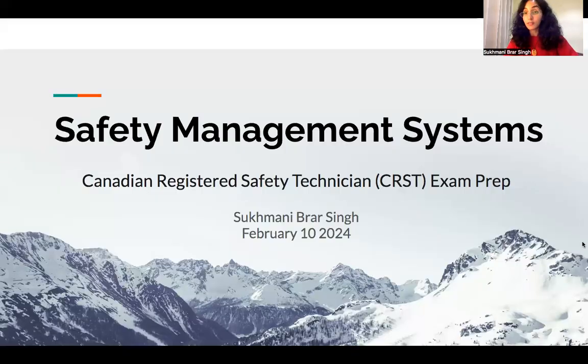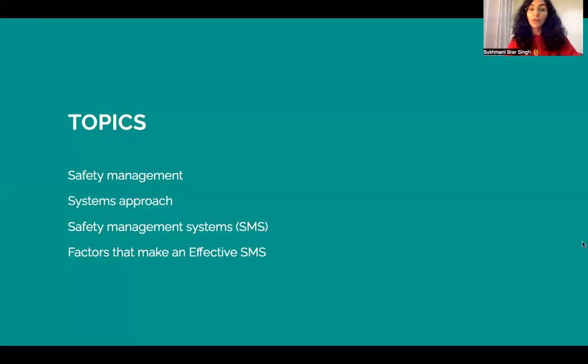So safety management systems. I'm going to break this topic down into four different parts. We're going to start off by talking about what safety management is. It's going to be a really general overview. Then we're going to get into systems approach. Systems approach is used in different organizational management strategies, and it can be used for safety management as well. Once we understand these two concepts, we're going to bring it together and talk about safety management systems, also referred to as SMS. And finally, we're going to finish this lecture off by talking about the factors that make an effective SMS.